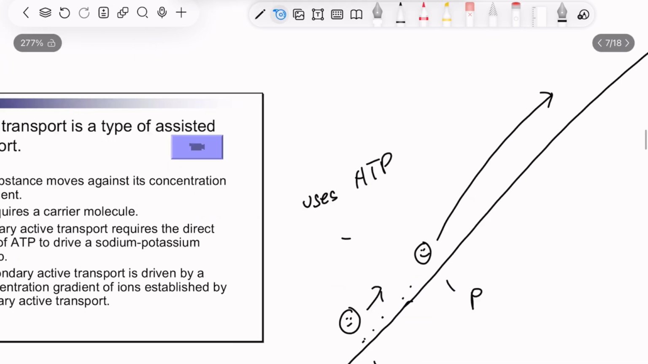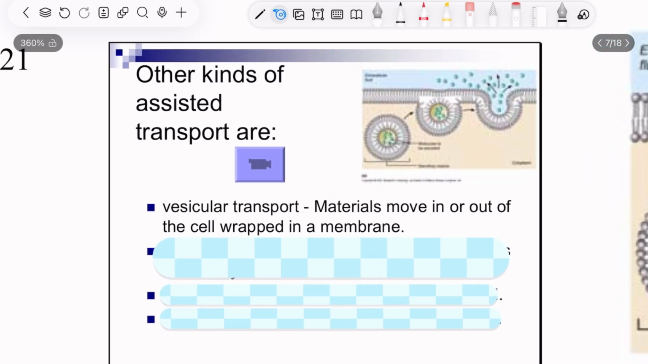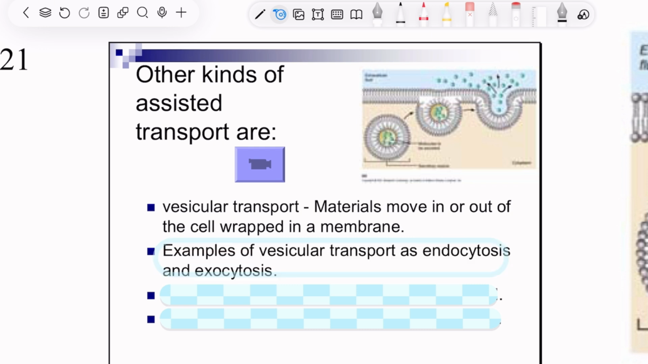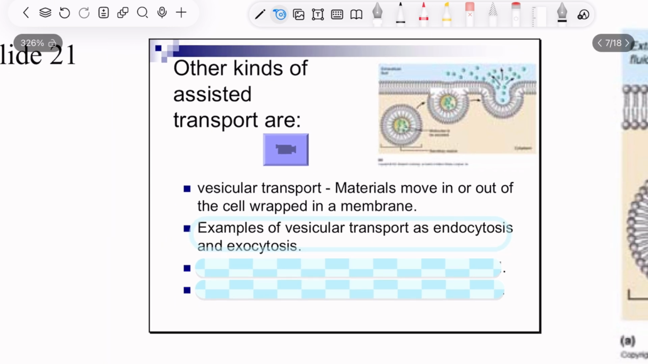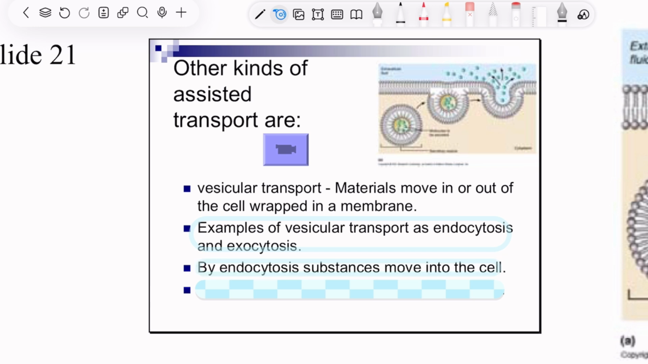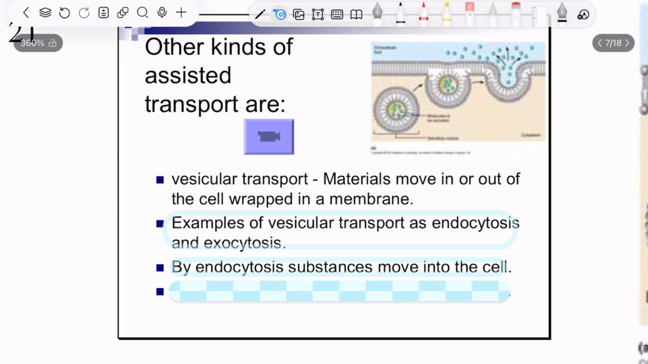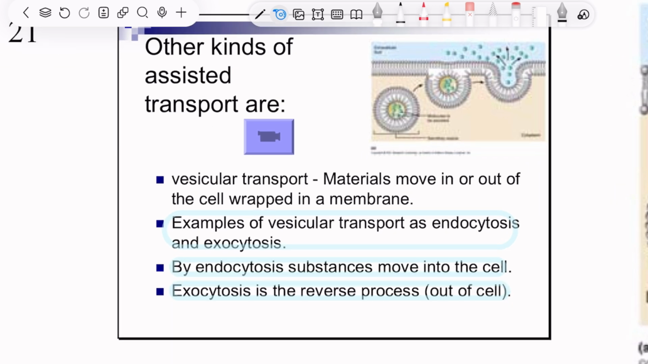Other kinds of assisted transports are vesicular transport, in which the materials move in or out of the cell wrapped in a membrane. Examples of vesicular transport are endocytosis and exocytosis. By endocytosis, substances move into the cell, whereas exocytosis is the reverse process, in which substances move out of the cell.